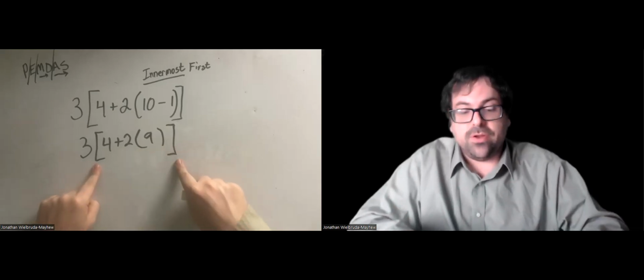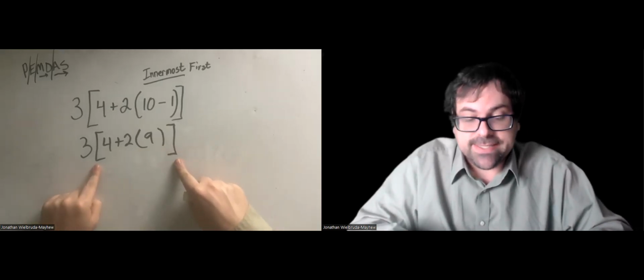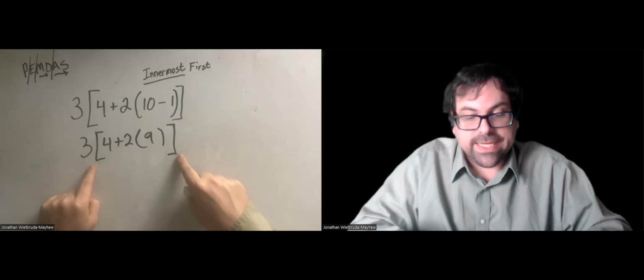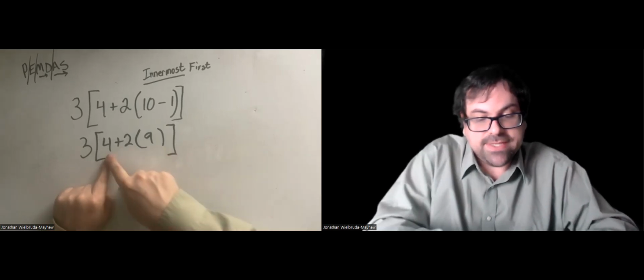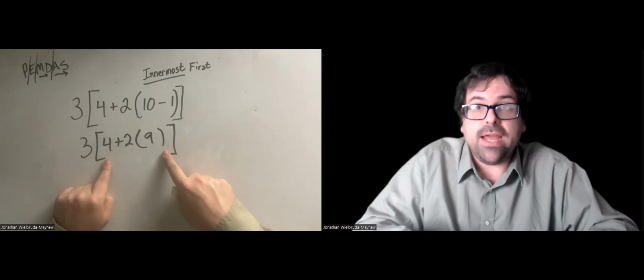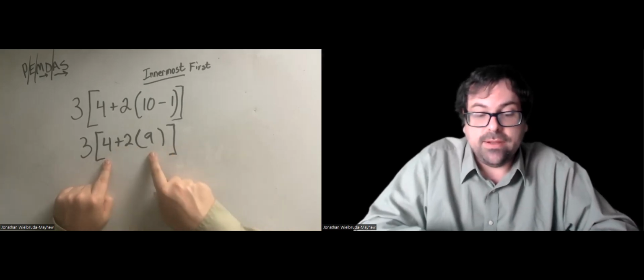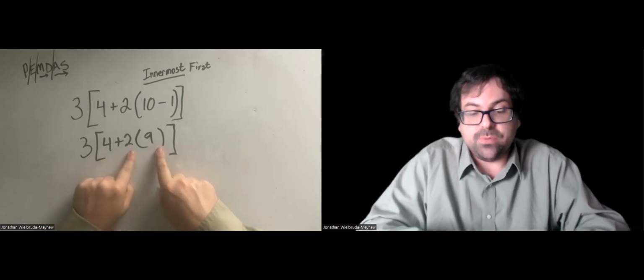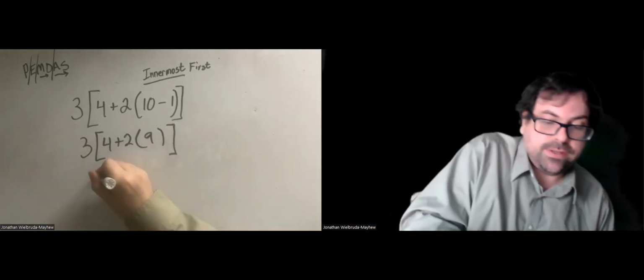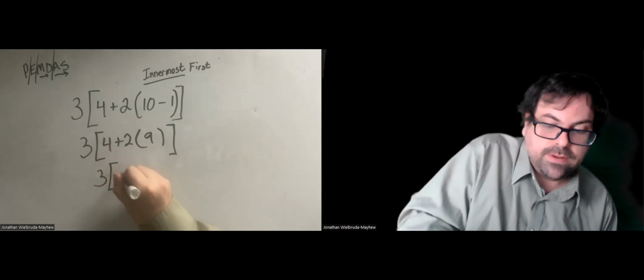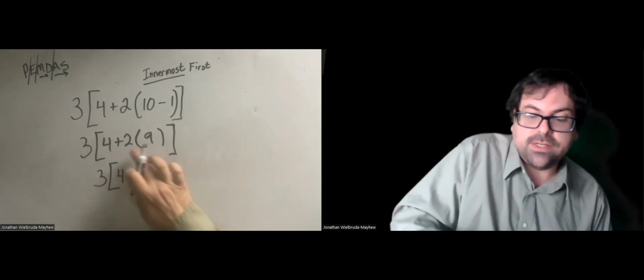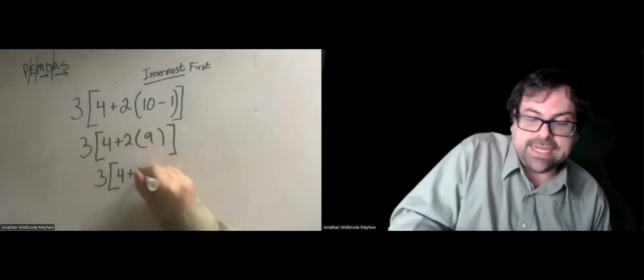Now, these are the only grouping symbols that are left, these brackets. Working inside the brackets, we have to take care of 4 plus 2 times 9. This is not 6 times 9. Order of operations says we do multiplication first. 4 plus 2 times 9 is 18.